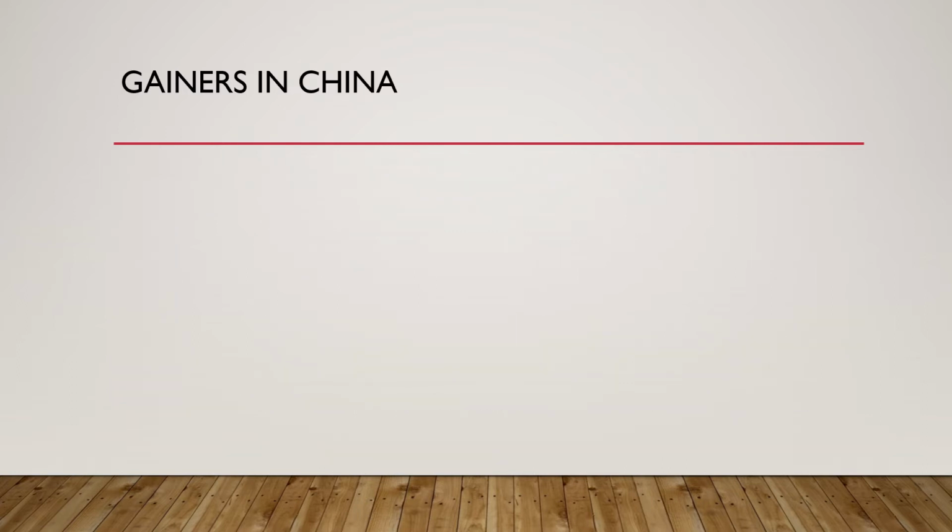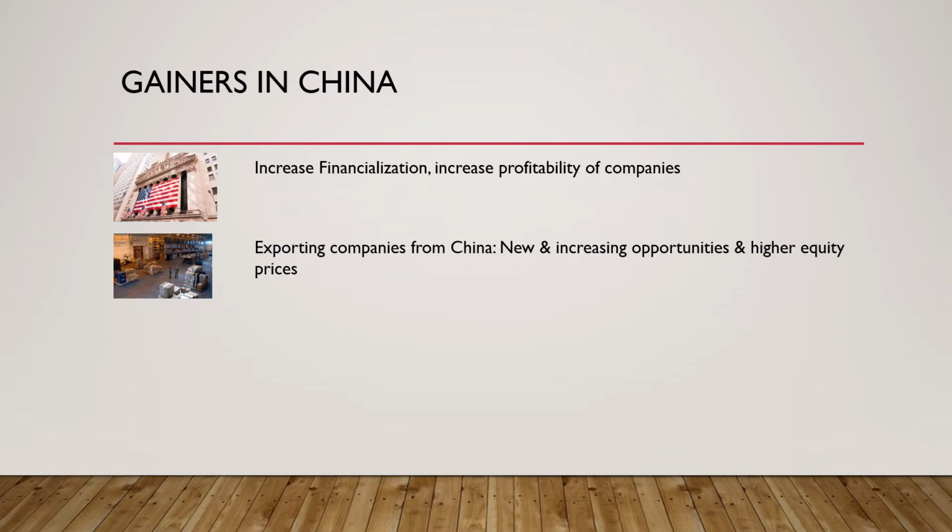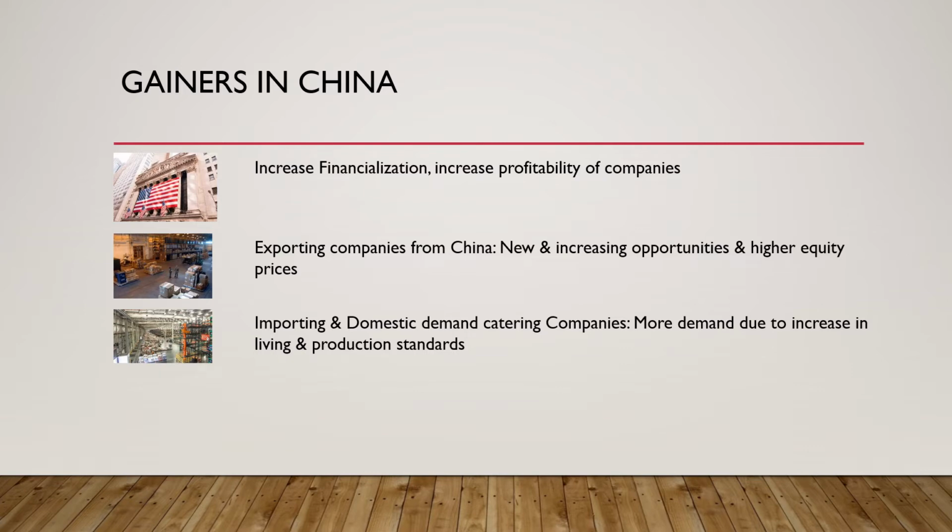Now let's take a look at what happens to the players in China. Of course, the financial institutions have gained like before. Now the companies which are exporting goods to the US, obviously it's a new business for them. The opportunities are great, equity prices are shooting up, it's a great time for them. Also the companies who are importing goods from the US, they are getting newer opportunities. Companies who are producing goods for the domestic markets of China, their market is gaining new ground, and it's a great time for even them as well.